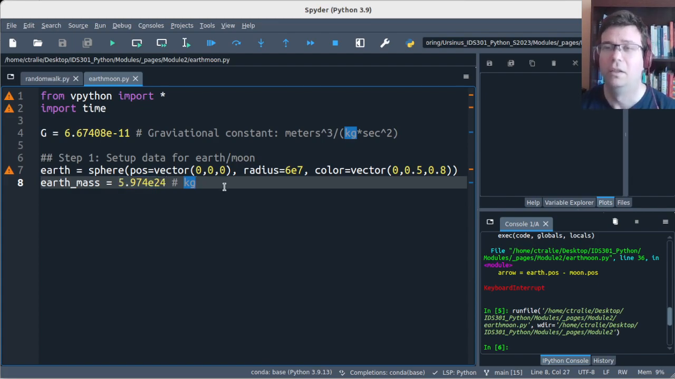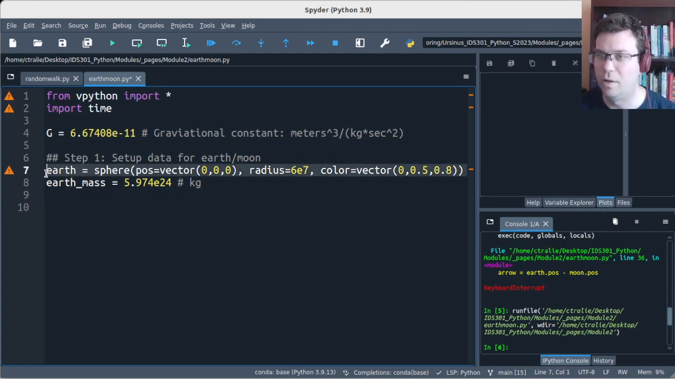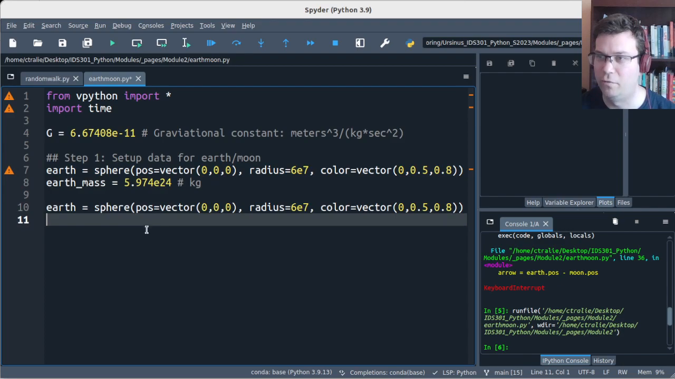Okay. But I guess Atlas could do it, right? So 5.974 times 10 to the 24th kilograms. All right, great. So let's set up now the moon, which is also its own sphere. So let me just do that thing where I'm going to copy and paste some code, but be very, very careful and change the appropriate thing.